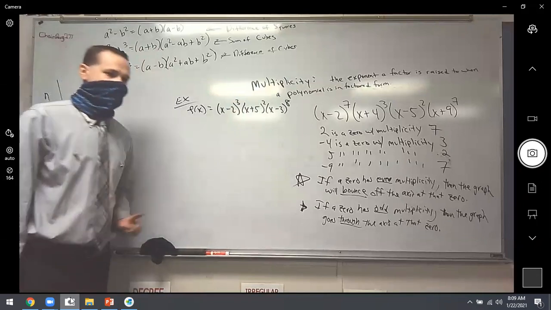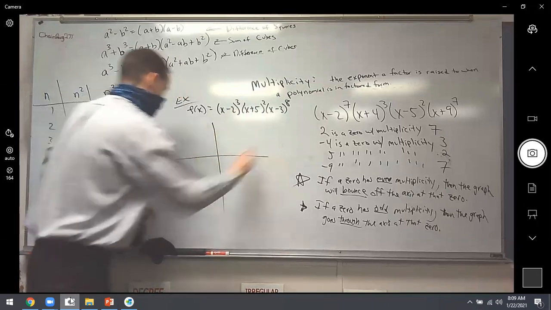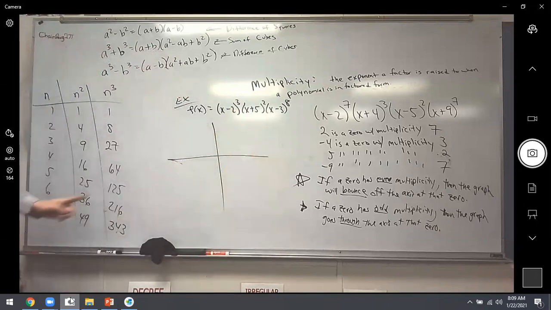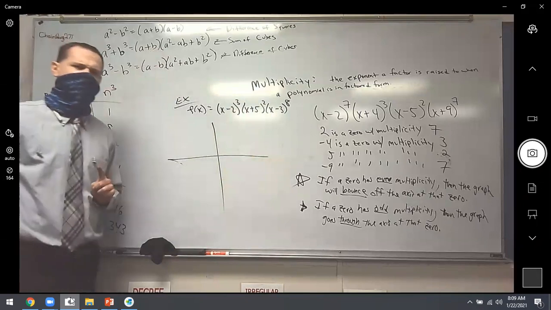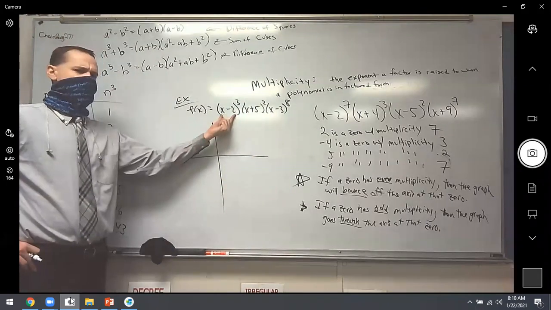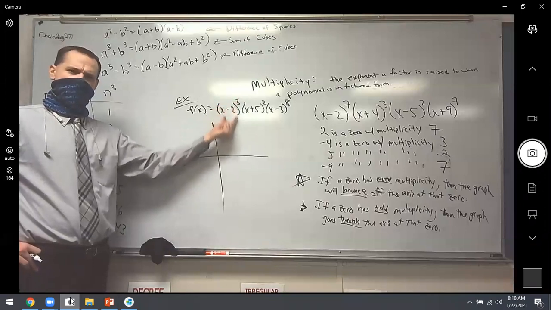Before we get started, the point of this is you should be able to write a rough sketch of what this graph looks like. I know it looks really complicated, but you should have an idea of what this thing looks like based on the multiplicities and what this degree is. Right off the bat, what degree is this? This is a cubic.